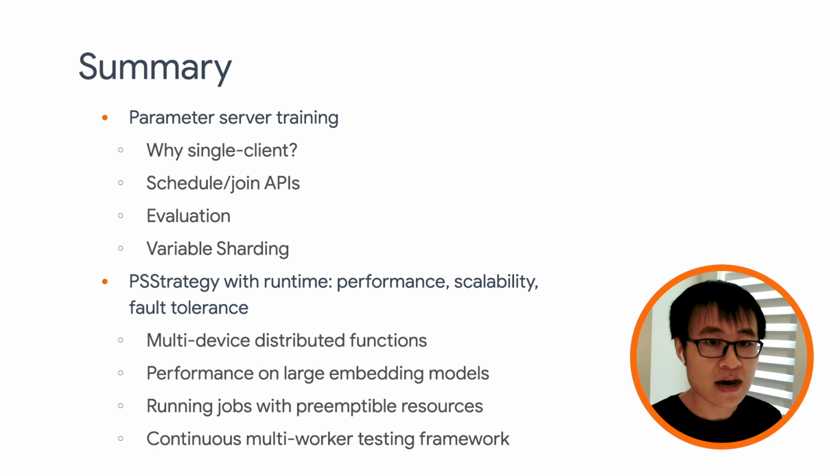All right, so we went through all the content. To summarize, in this talk, we introduced the parameter server strategy, which was recently made publicly available in the TensorFlow 2.4 release. We discussed the design decisions of using a single client approach and explained the programming model with schedule and join non-blocking APIs, and talked about the process of training and evaluating the model and using the sharded variables with the PS strategy. We then further explained how the TF2 eager runtime is backing the PS strategy with distributed multi-device function execution. We discussed the performance issues we encountered and demonstrated that we can match or exceed Estimator's performance with the new PS strategy.